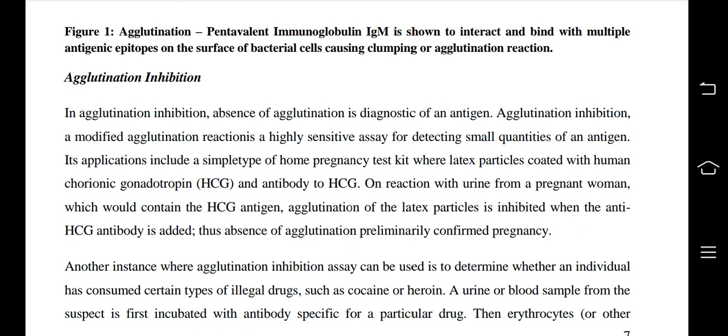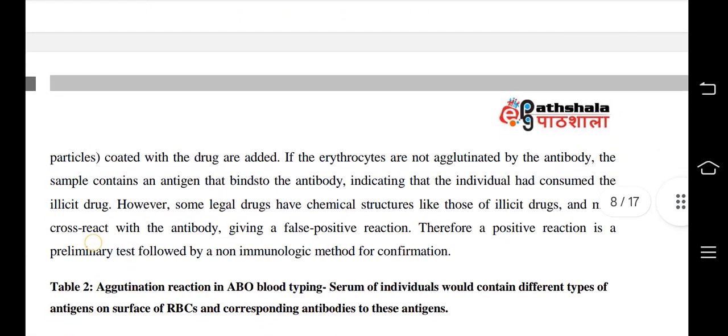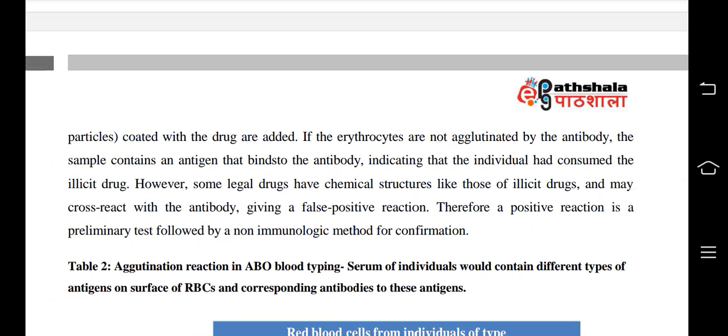Another instance where agglutination inhibition assay can be used is detecting whether an individual has consumed certain types of illegal drugs such as cocaine or heroin. A urine or blood sample from the suspect is first incubated with antibodies specific for a particular drug. Then, erythrocytes or other particles coated with the drug are added. If the erythrocytes are not agglutinated by the antibody, the sample contains an antigen that binds to the antibody, indicating that the individual had consumed the illicit drug.